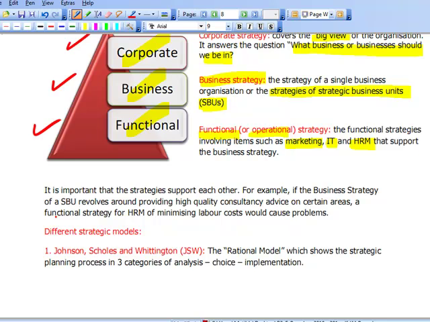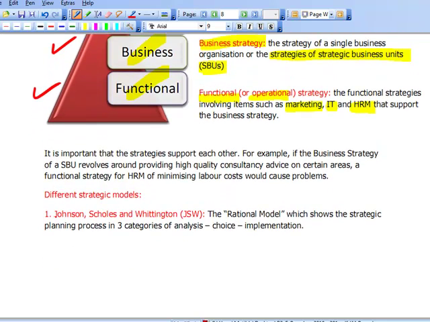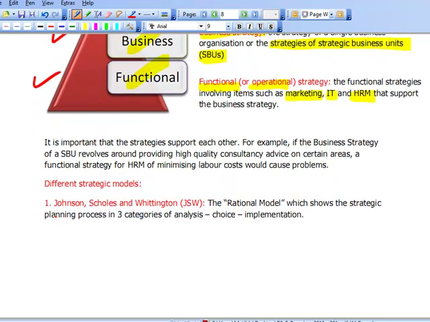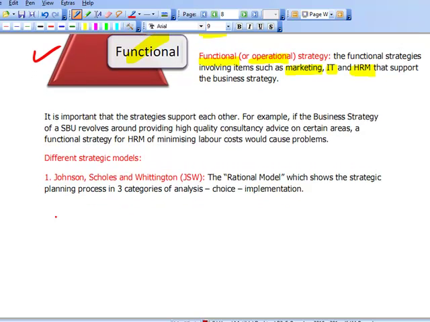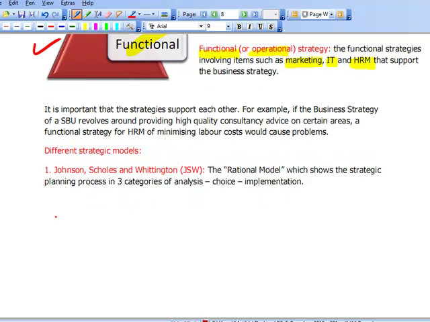Okay, what we're going to have a look at next introduces us to a number of different strategic models. And we're going to need to have an awareness and an understanding of these. Now, the first one I'm going to look at is by Johnson, Scholes and Whittington, JSW for short. This is going to be talking a bit about the rational model.